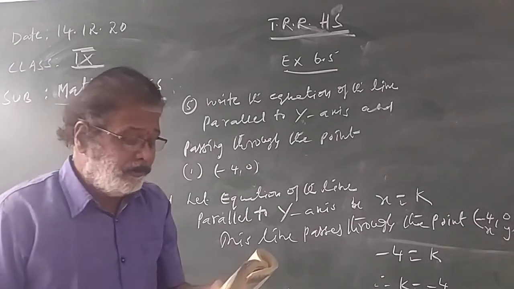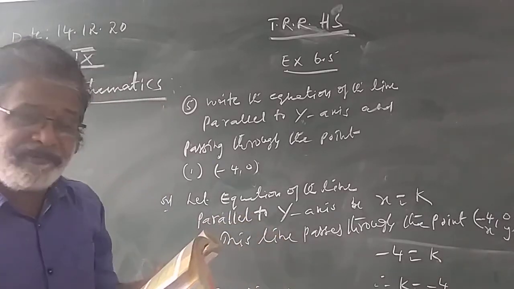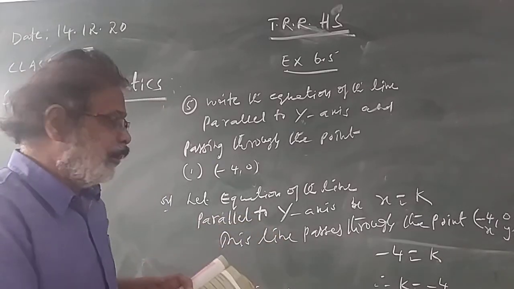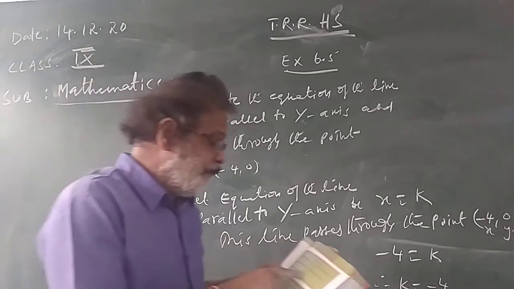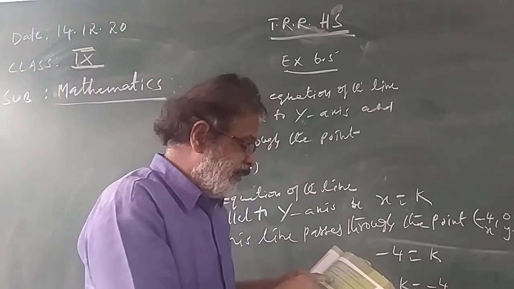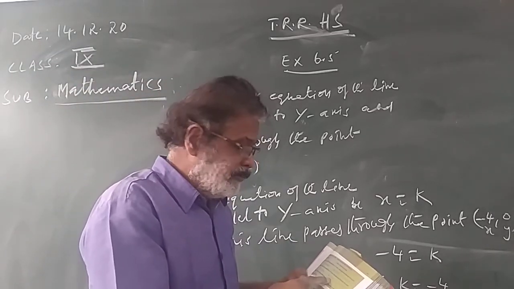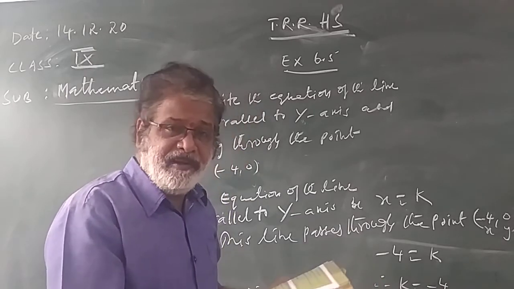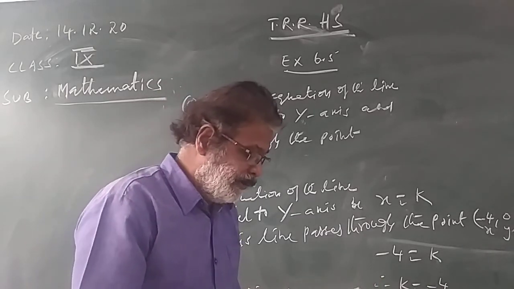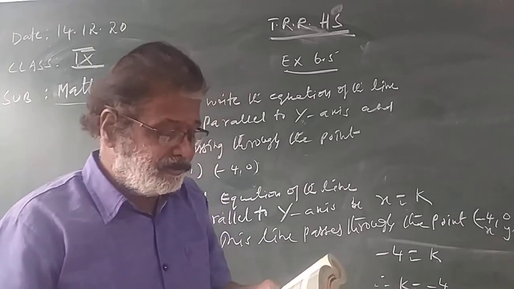Okay, so you can do the rest of the bits. Passing through 2 comma 0, x is 2, y is 0. Then 3 comma 5, and minus 4 comma 3. You substitute this and you will get it. The same method will do it. I hope you clearly understood, children.